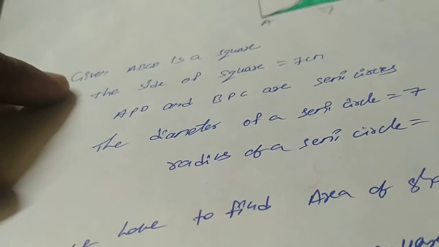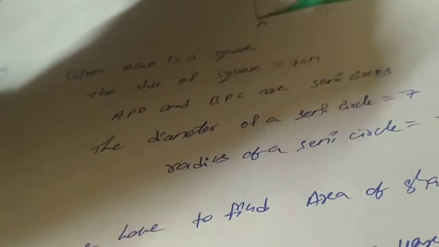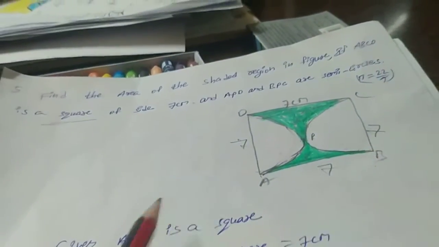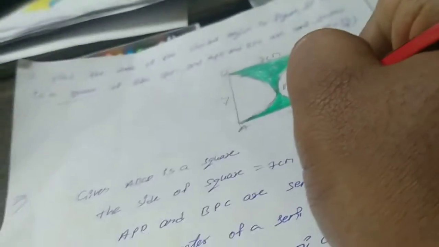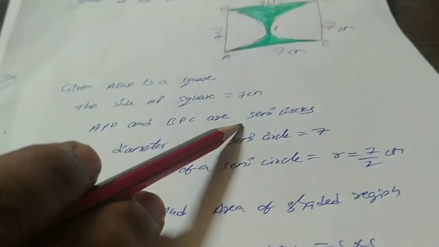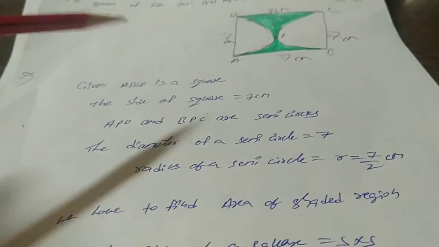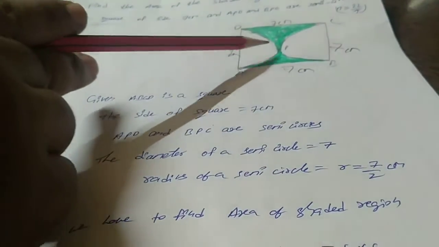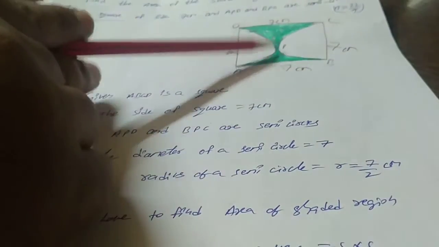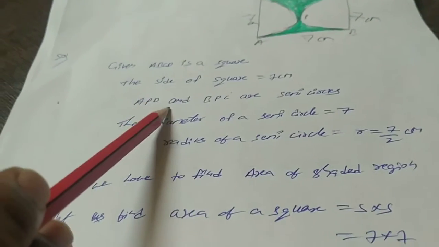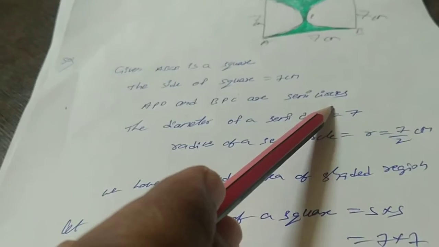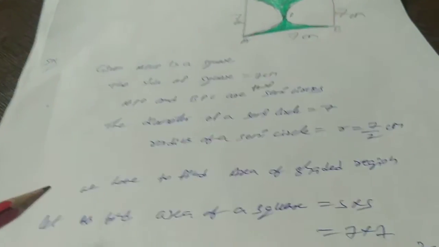So my dear students, now we are writing here what is given. It is given that ABCD is a square. That step is written. And 7 centimeters was given here. The side of the square is equal to 7 centimeters. So my dear students, next what is given? Semicircles are given. APD and BPC are two semicircles.